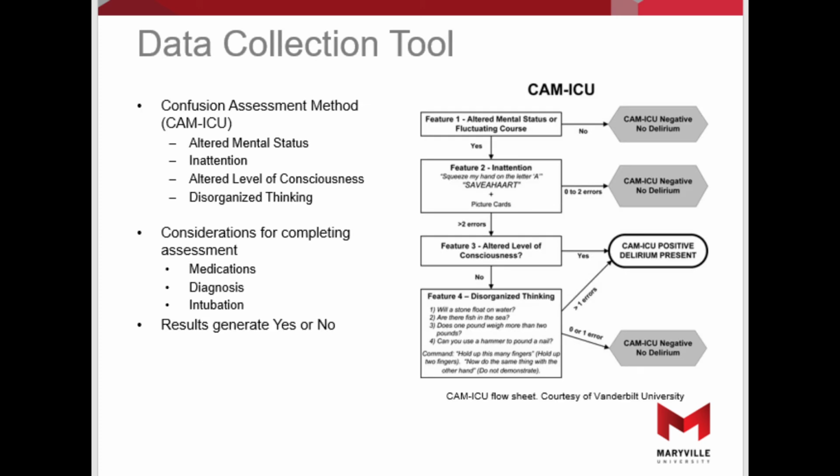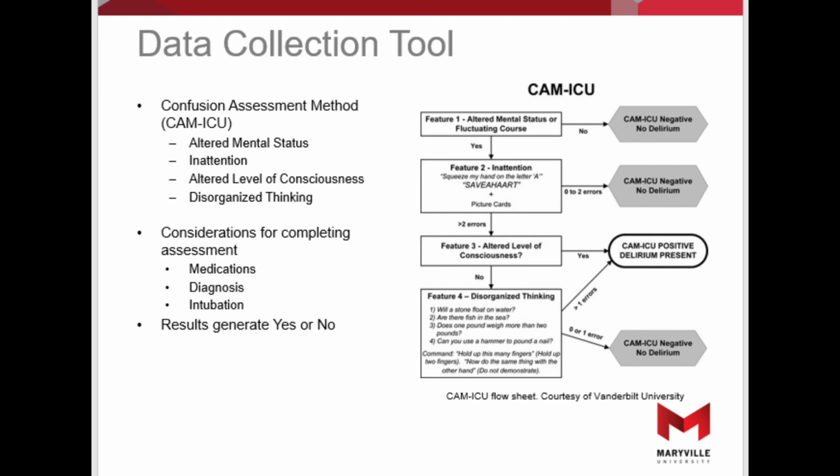So the data collection tool, what we typically use in our ICU and is well used throughout many ICUs across the country, is called the CAM-ICU assessment method. This was started from Vanderbilt University. It is not copyrighted, so a lot of hospitals use it. It focuses on 4 main components in determining if delirium is present. These include altered mental status, inattention, altered level of consciousness, and disorganized thinking.